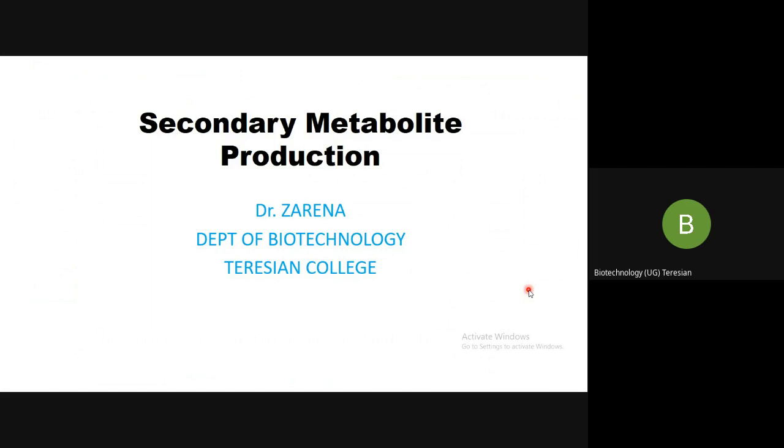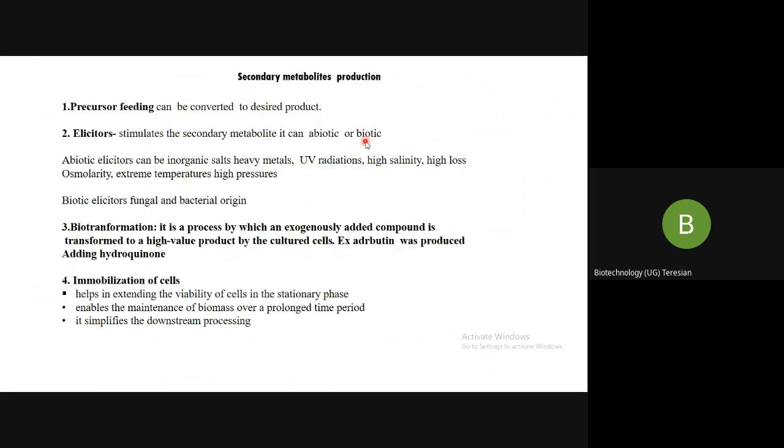Okay, so in order to produce the secondary metabolite, what are the parameters which are important so that we can produce the secondary metabolites in high amount efficiently? So the second stage is the secondary metabolite production.